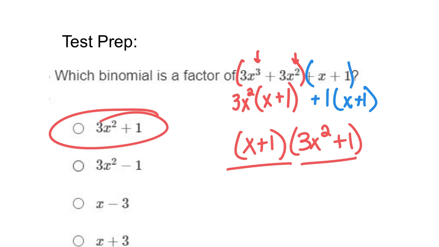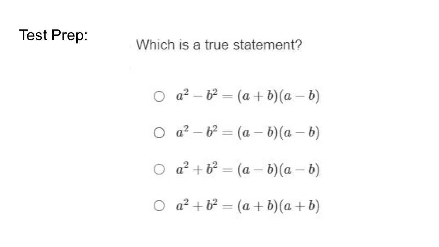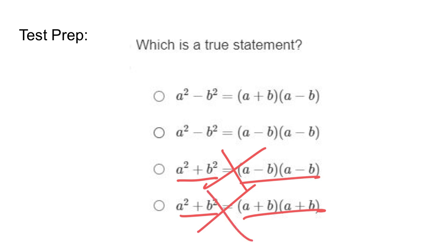All right, and then we have this one. So this one wants to know which of these is true. Notice that we have a squared minus b squared, and we have a squared plus b squared. There is no formula for the sum of two squares. The formula is for the difference of squares. So these are both out because of that.